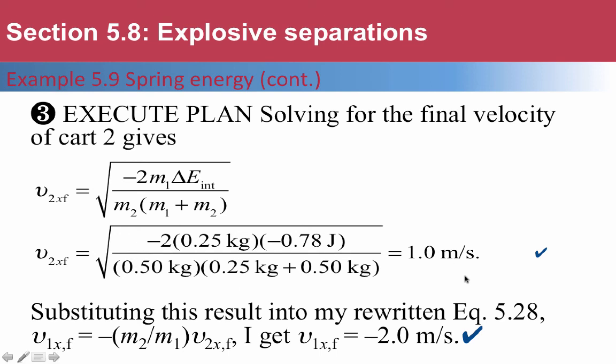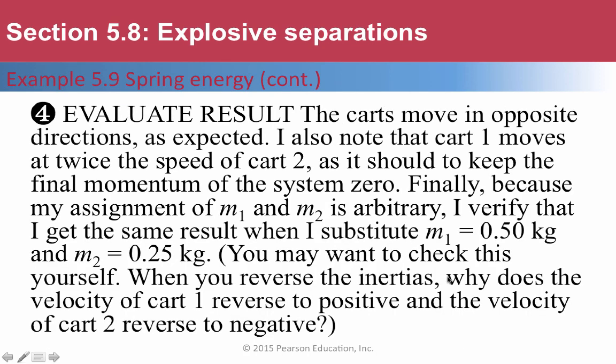So plugging in numbers for this, we get a final speed of 1.0 meters per second. Who manages to make these problems work out so perfectly? All right, so if we put this into the initial equation, we find that V1 final is equal to minus 2 meters per second, V2 final is equal to 1 meter per second. So the carts do move in opposite directions, that's good. Cart 1 moves at twice the speed of cart 2 because it has lower inertia, and the relative M1 and M2 is actually irrelevant, so we can switch them around, and that gives us a good solution.